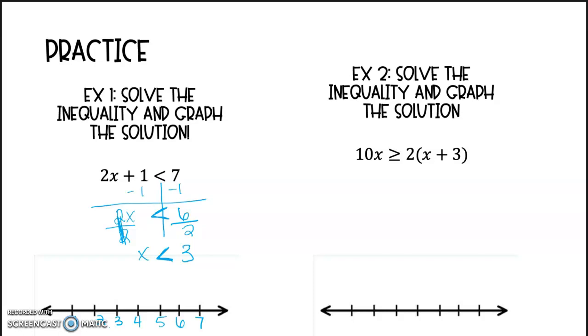So we said we've got an open dot on 3. And x is less than 3, so to indicate values less than 3, that's going to be going to the left towards 2, 1, and so on. And that's how we would represent our solution. I would make sure to just note that you got that answer too.